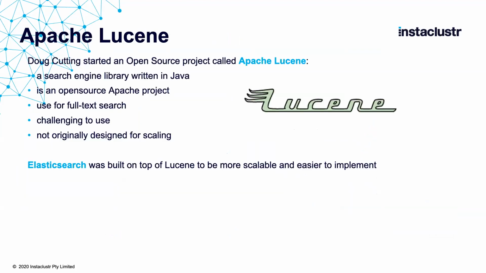But what is Apache Lucene? Apache Lucene is a search engine written in Java, and it uses full text search. It does things like nearest neighbor algorithms, and it was designed to be run on a single node. And Elasticsearch basically takes Apache Lucene and makes it very scalable.